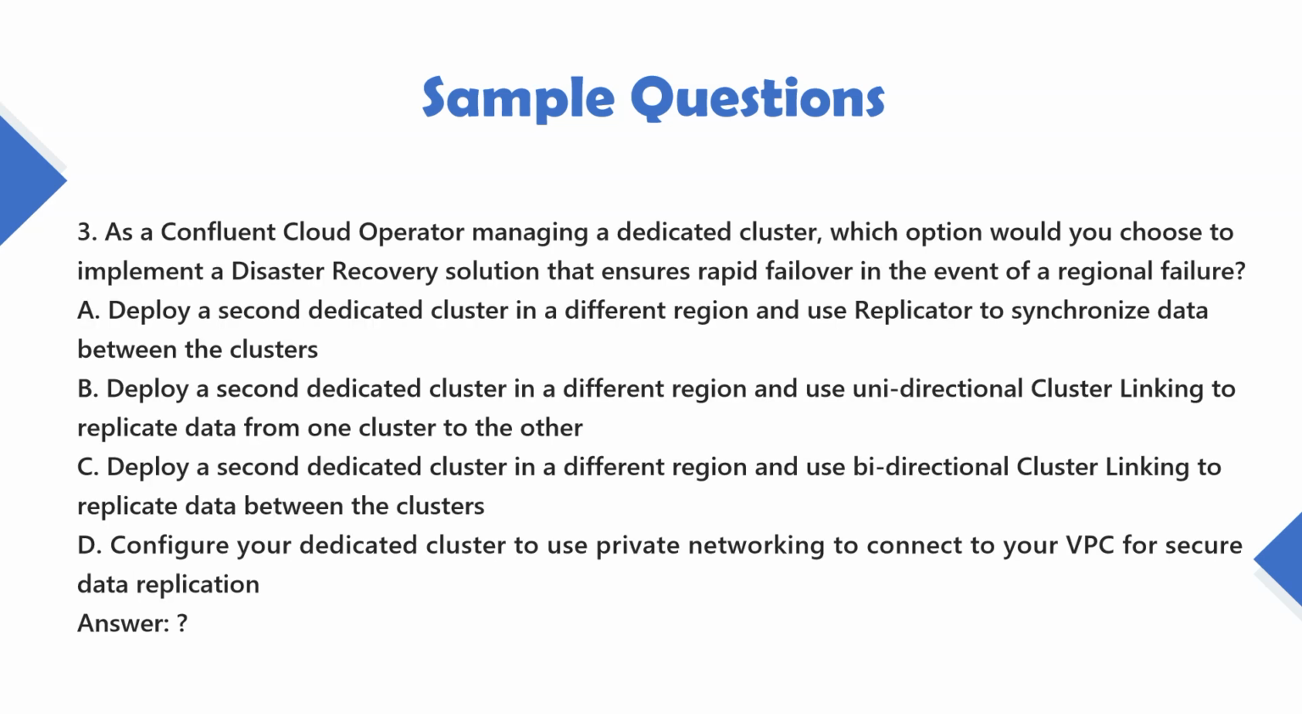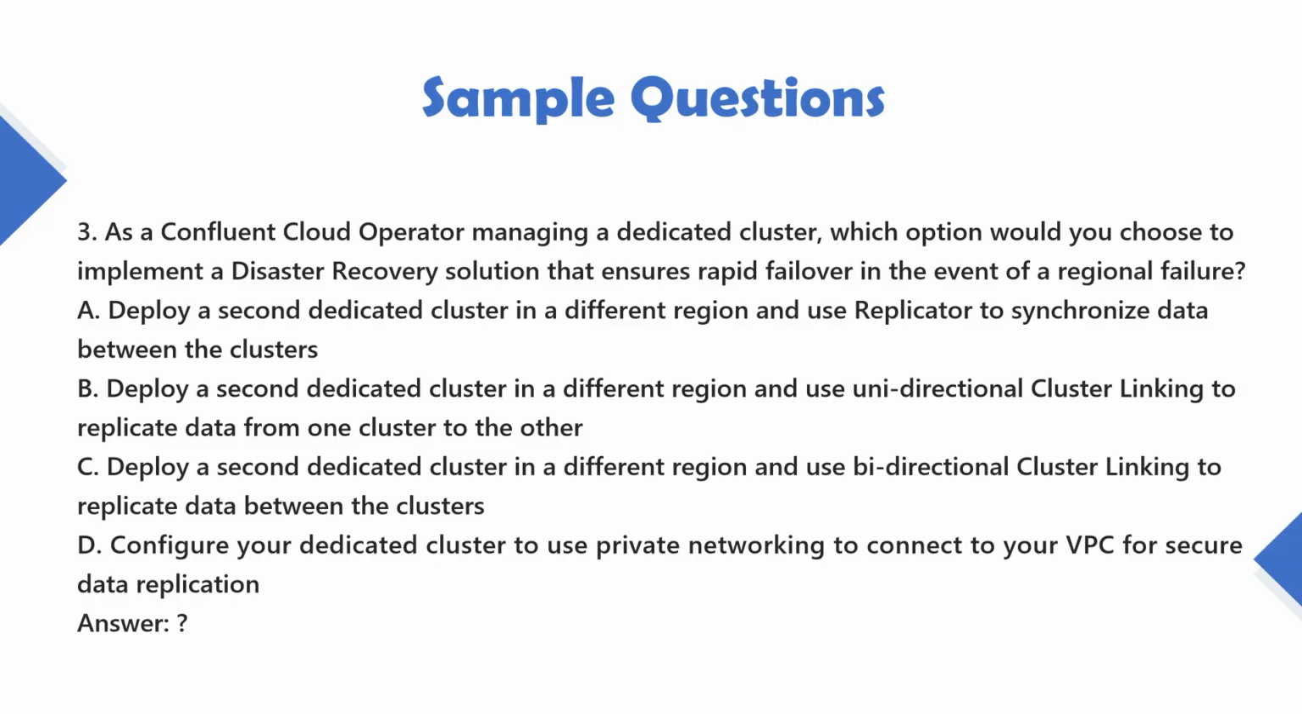3. As a Confluent Cloud operator managing a dedicated cluster, which option would you choose to implement a disaster recovery solution that ensures rapid failover in the event of a regional failure? A. Deploy a second dedicated cluster in a different region and use Replicator to synchronize data between the clusters. B. Deploy a second dedicated cluster in a different region and use unidirectional cluster linking to replicate data from one cluster to the other.